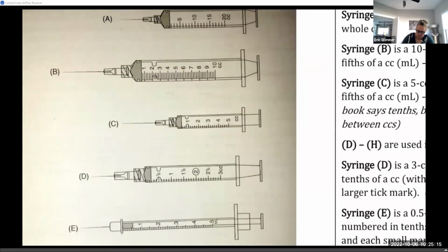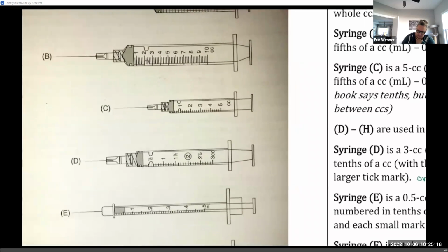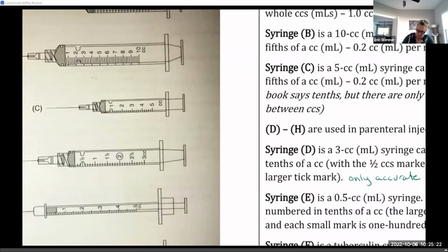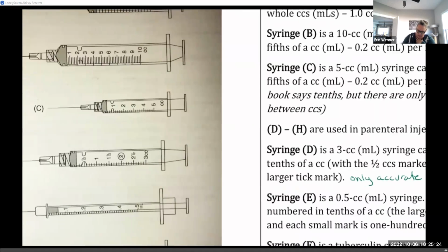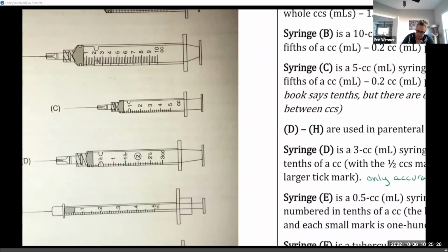Because again, 1 cc equals 1 milliliter. So you would be giving that amount, which is as close as you can get. Okay.